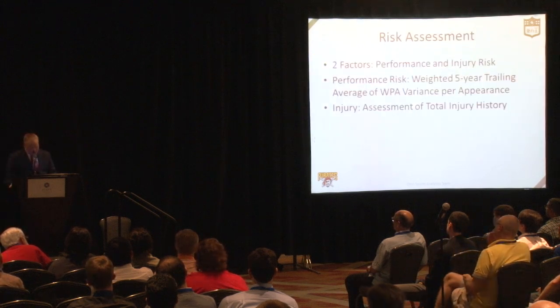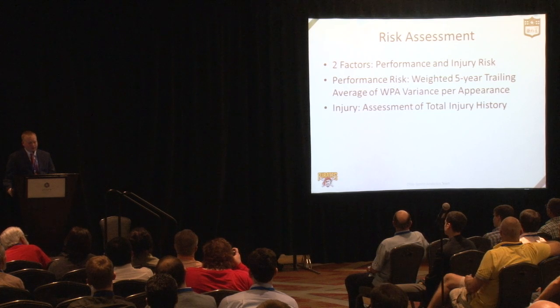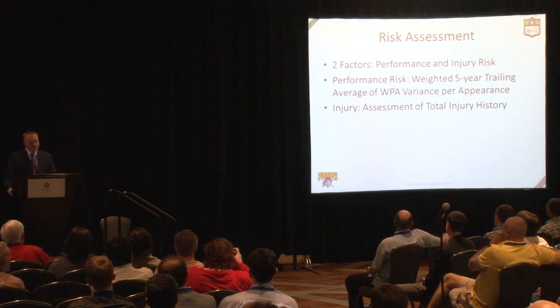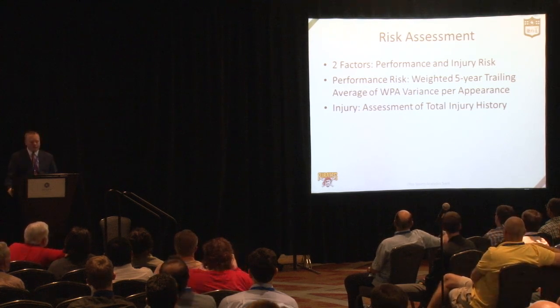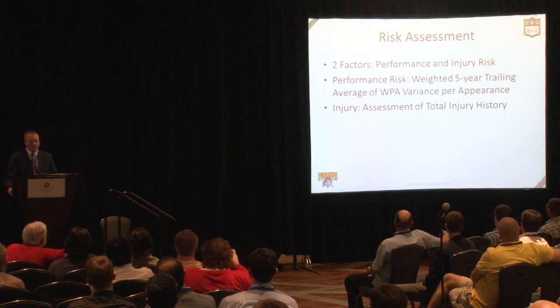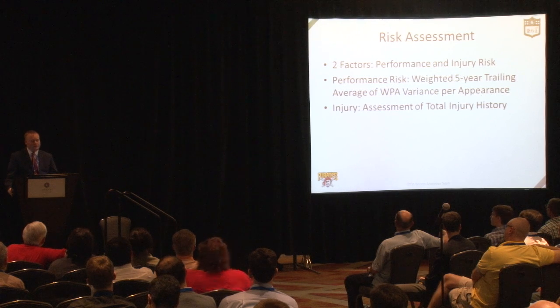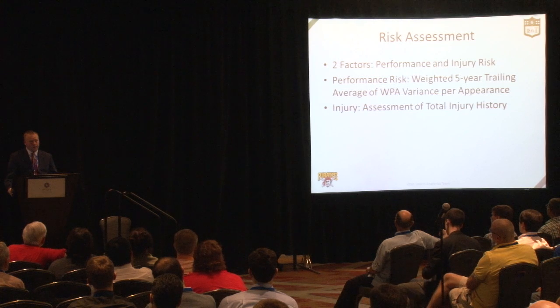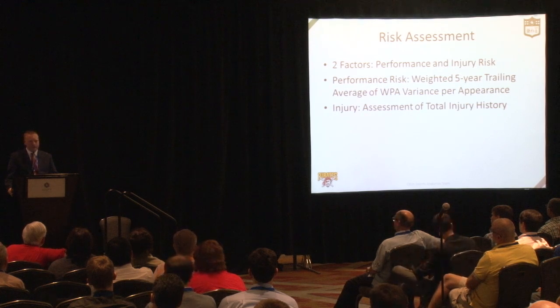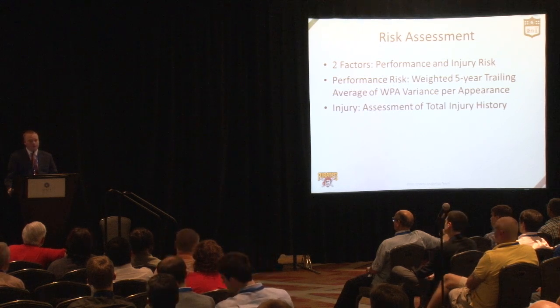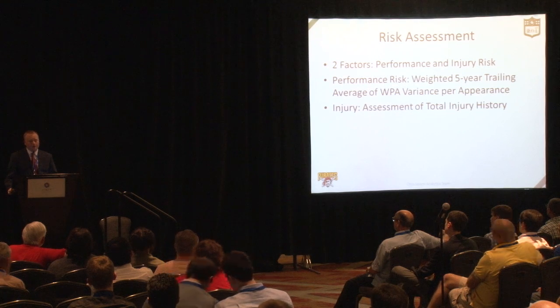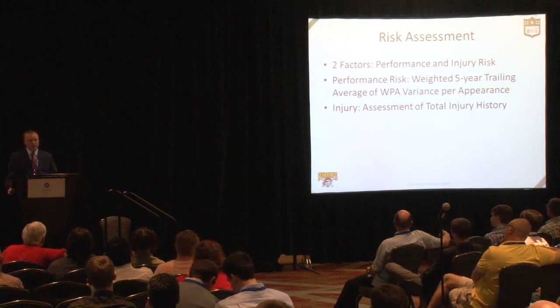Thank you, Harris. For our risk assessment, we looked at 2 main factors, performance risk and injury risk. For performance risk, we took a weighted 5-year trailing average of WPA variance per appearance. In this context, the lower the variance, the more consistent a reliever would be. Then we treated injury as a binary variable, and if any of our selections had any cause for concern with injury, we would take another look at them. If there was still a cause for concern after that other look, we would disqualify them. If there was no cause for concern for any of our selections, we would keep them in our list.